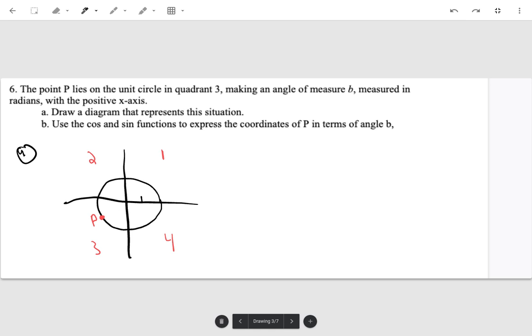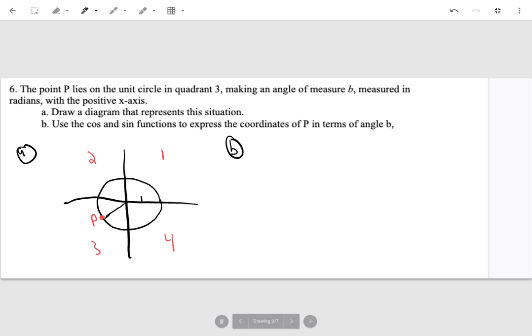So to draw the diagram that represents this situation, this is the diagram right here. We have our XY axis, our unit circle, and then a point P in quadrant 3 of the unit circle. Whether you draw the radius is, for me, optional. But at the very least, you need to have the point P on the circle in quadrant 3. So that's part A.